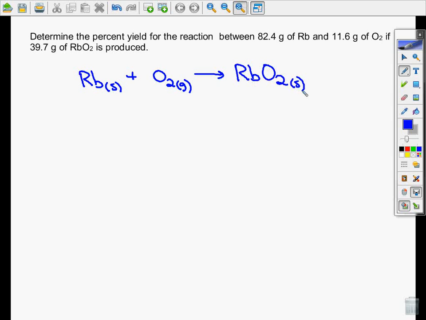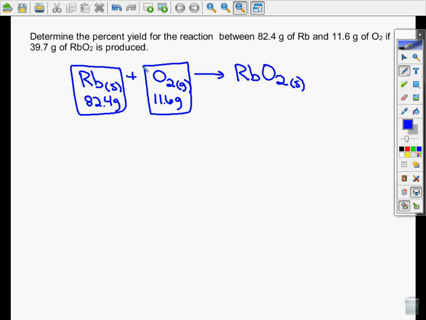So let's go ahead and write down what they've given to us as far as the reactants. Now, what's produced, we're going to look at that at the end. So they told us we have 82.4 grams of rubidium. And they also tell us we have 11.6 grams of oxygen. This sure looks like a limiting reactant problem to me, which it is. Okay, we're only going to get out 39.7 grams of rubidium oxide, but we've got to figure out which thing do we use up first, the rubidium or the oxygen, before we can get to the rubidium oxide. So I'm going to have to work this out as a limiting reactant. I'm going to have to find which one.